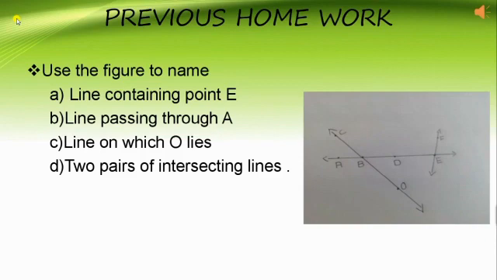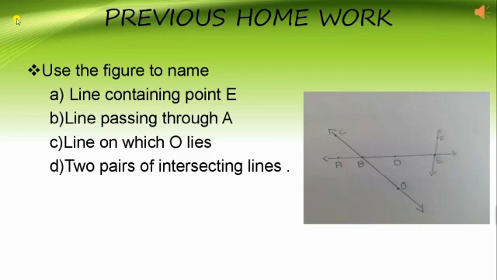You listen. Your first question is the line containing point E. In the figure, you can see that there are many lines containing point E, for example, line AE, line FE, line DE, etc. Second sub-question, line passing through A. In the figure, you can see that in this case also there are many lines passing through A. That is, line AB, line AD, line AE, etc.